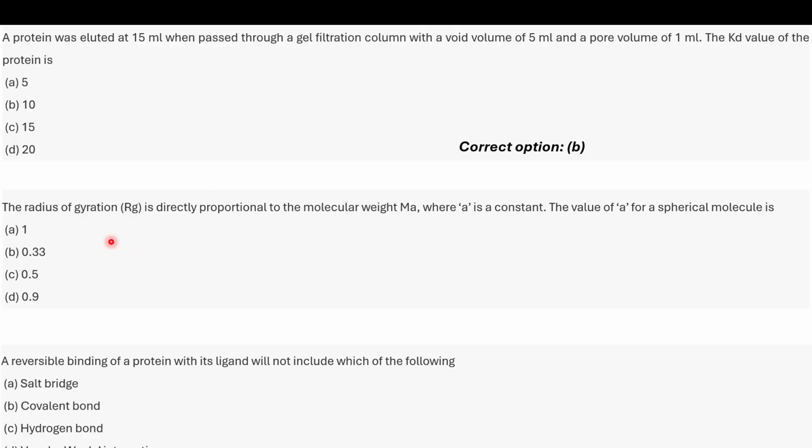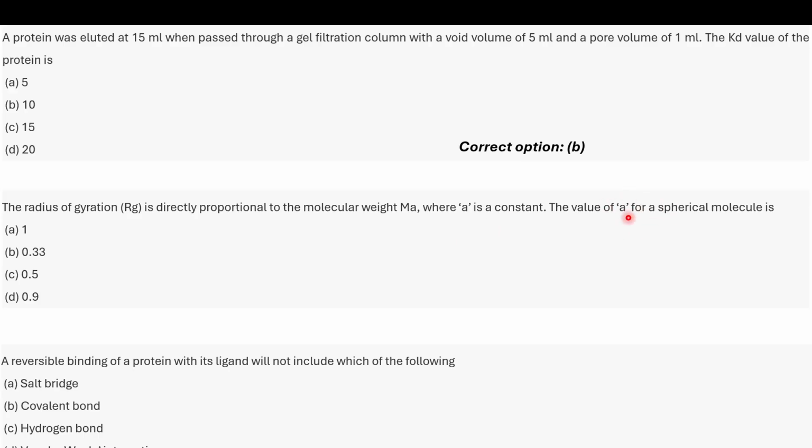Now, when we talk about radius of gyration, we looked at during SEC chromatography, the radius of gyration is directly proportional to the molecular weight, right? Where M is proportional, like M is raised to the power of a constant, which depends on the size of the molecule that is passing through.